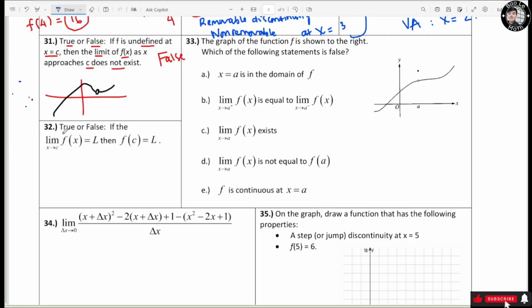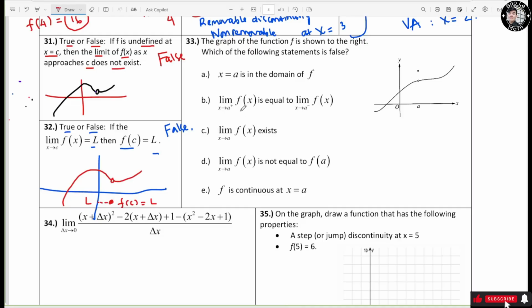Now question 32. True or false? If the limit of the function f(s) when s approaches c equals L, then f of c equals L. This one is also false. Look at the graph right here. Suppose you have a graph like this, and the function is defined right here, so this is f of c. And this is L, which is different, so it's not the same.